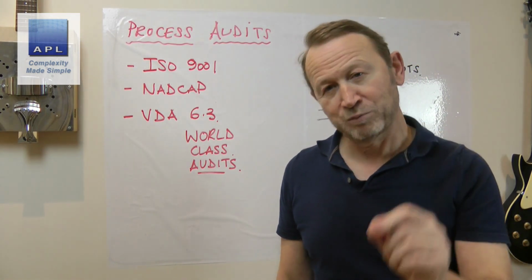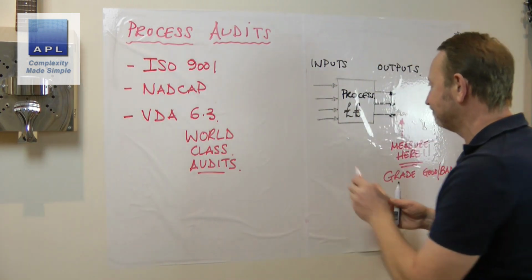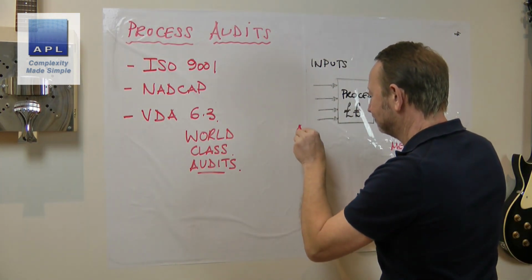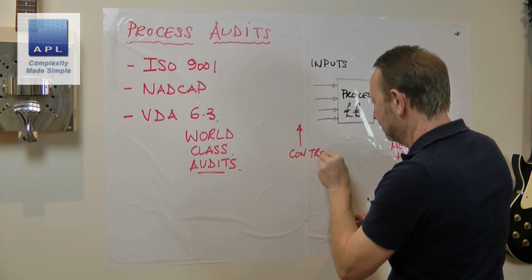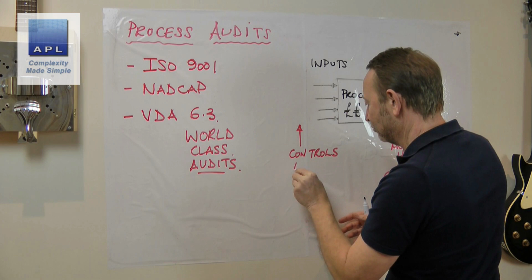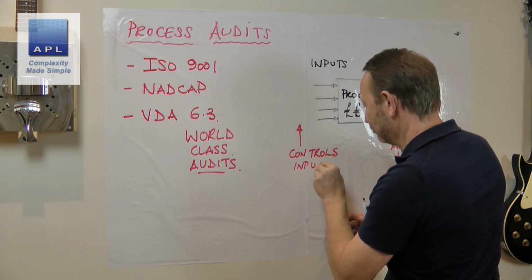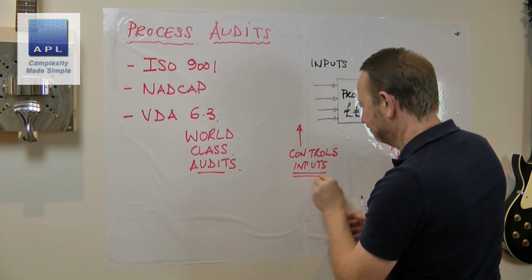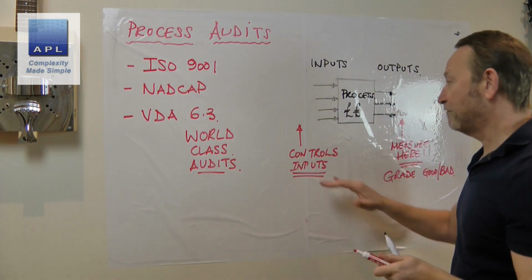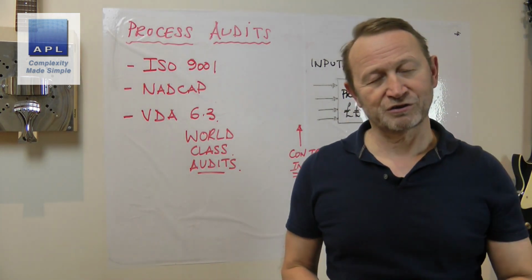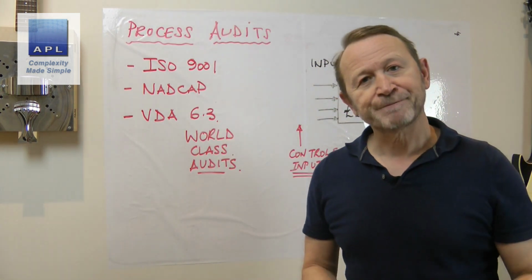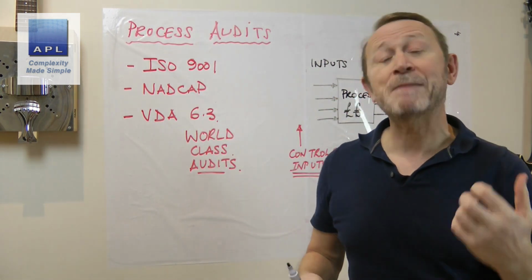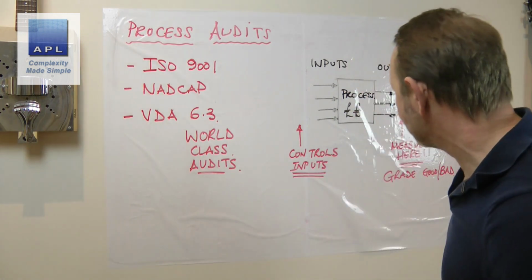What a control plan is, on the other hand, is controls on the inputs. Now, to be fair, that's often what a lot of this is related to. So ISO 9000 and NADCAP and stuff, they often encourage you to put input controls onto your process.